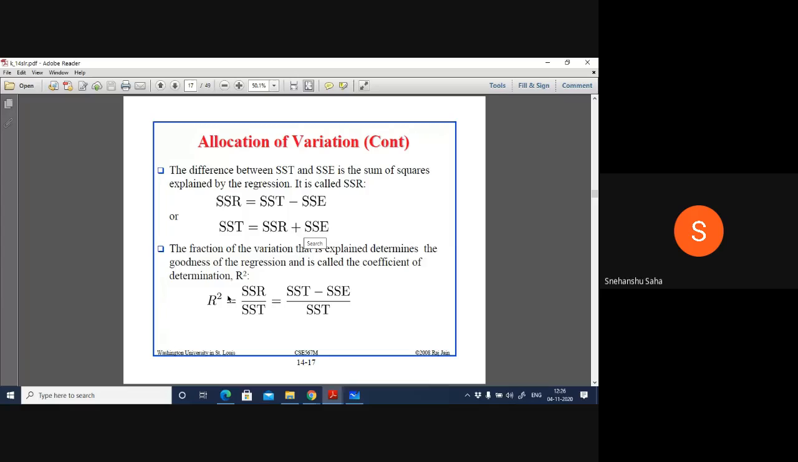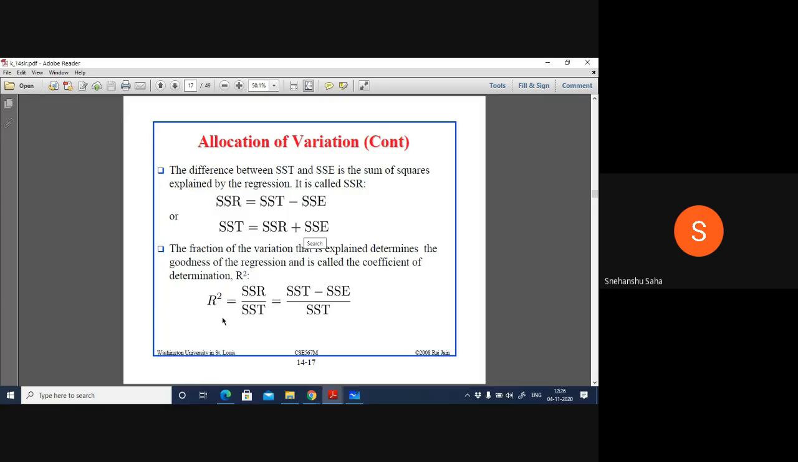From this, the fraction of the variance that is explained by the regression determines how good your model is. This fraction is often called the coefficient of determination, or R square. For both simple linear regression models and multiple linear regression models, R square is a very, very good measure of the fit. But with a caveat, and I'm going to tell you that.